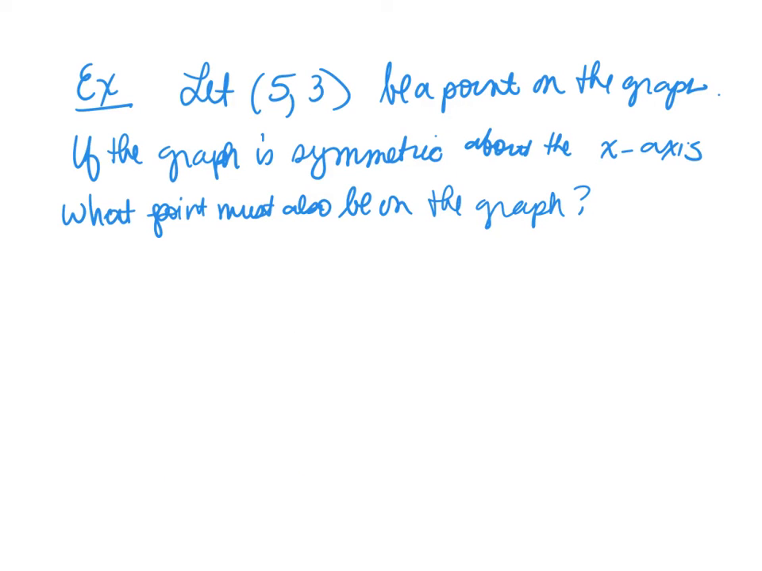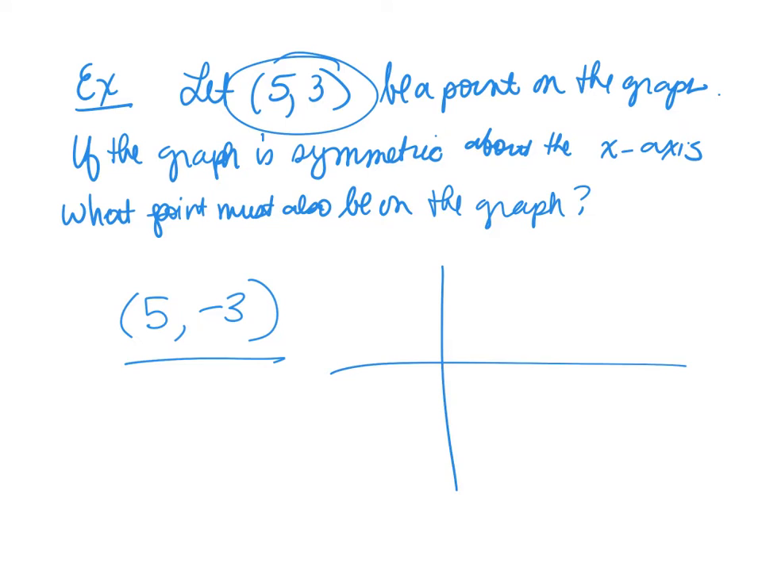Let's try an example. Let the point (5, 3) be a point on the graph. If the graph is symmetric about the x-axis, what point must also be on the graph? Well, remember, if (x, y) is on the graph, then the point (x, -y) must be on the graph. So (5, 3) is here. If it's symmetric about the x-axis, the other point should be here.